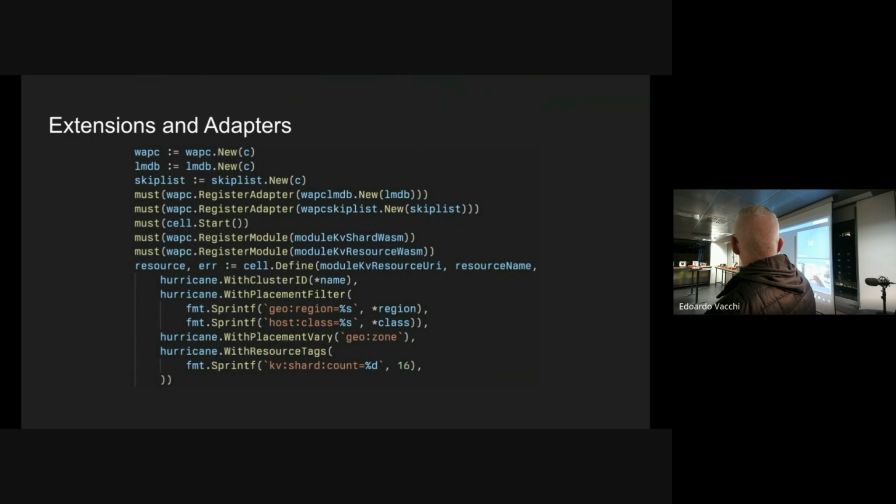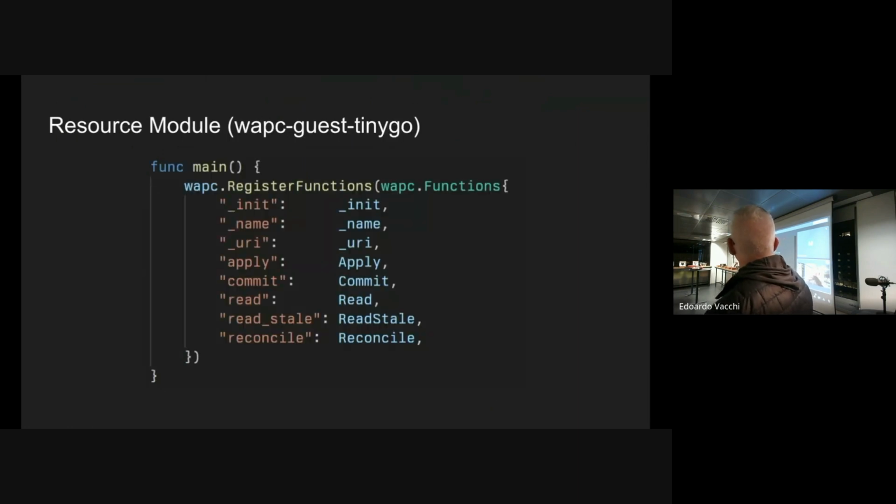You start the Hurricane cell and register a module. These are just byte slices of compiled WebAssembly, and then you define resources by giving a module URI and a resource name, tell it what cluster you want it to be on, and then give it some resource tags.